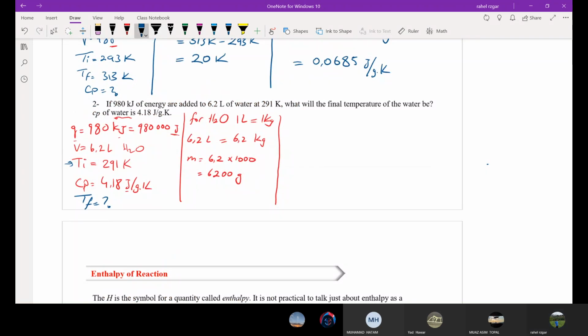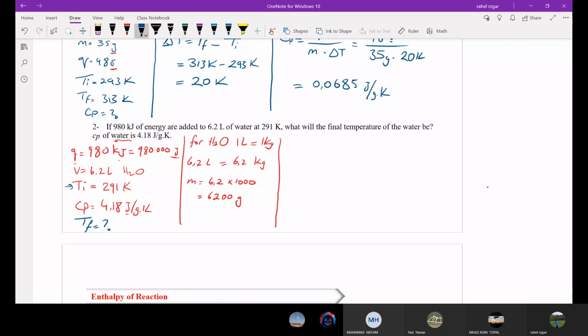All right. Now we said Cp is equal to Q over M times delta T. If you mix the equation and change the places in order to find delta T, it is equal to Q over M times Cp.